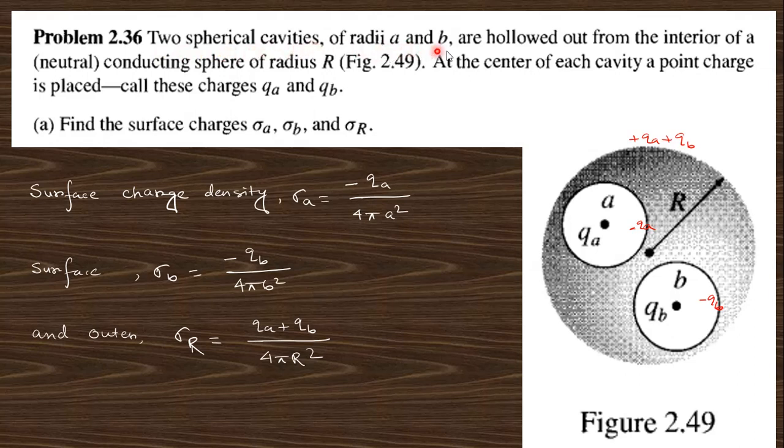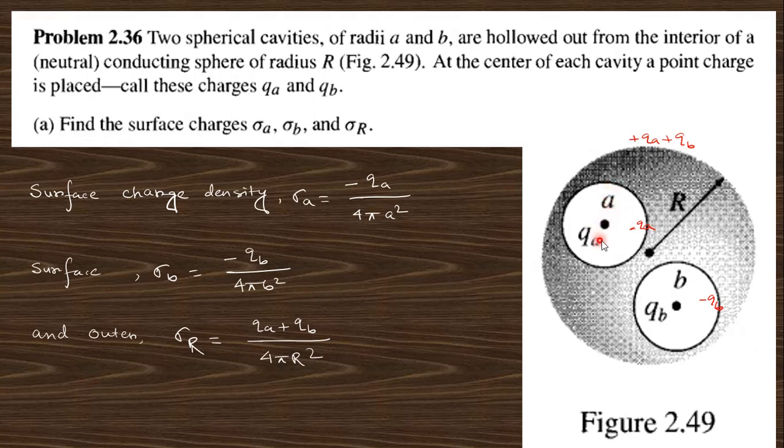Go to the next question, that is 2.36, which says: two spherical cavities of radii a and b, this is the spherical cavity a and b, that is, there is no metal, hollowed out in the interior of a conducting sphere of radius r. Within that sphere these two cavities are present. At the center of each cavity a point charge is placed, that is qa placed at the center of this cavity and qb placed at the center of this cavity. Find the surface charge densities sigma a, sigma b and sigma r.